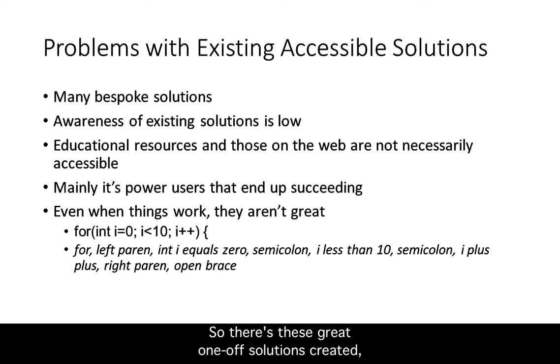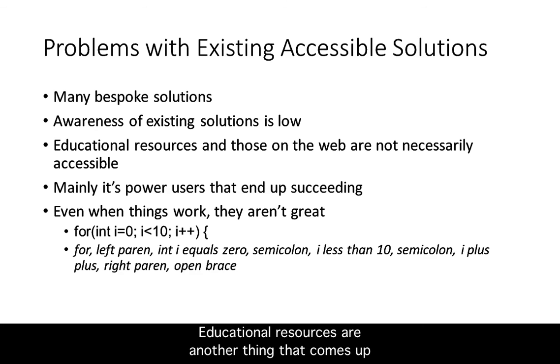So there's these great one-off solutions created. Maybe it can help someone else. For example, that voice dictation software that I was talking about in the previous slide. But if someone doesn't know about it, then it's not very helpful to them. So we need to address this awareness problem of distributing and disseminating information about accessible computing, in addition to making computing itself accessible. I think that's very important.